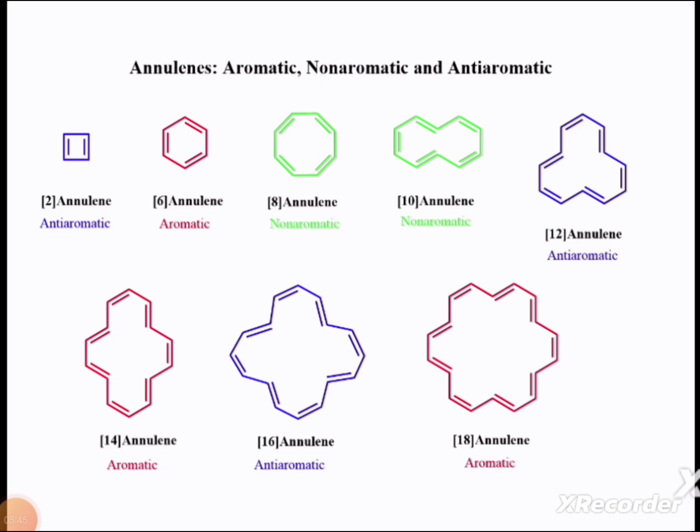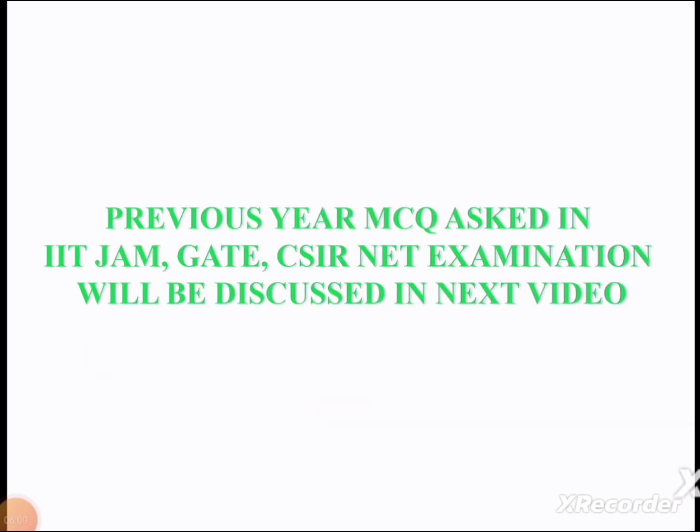In this way, we can judge or justify aromatic compounds by using aromaticity concepts. We have already discussed ionic species, non-benzenoid structures, fused structures, etc. In the next video, we will discuss different questions asked in IIT JAM, GATE, CSIR and different entrance examinations related to aromatic compounds.